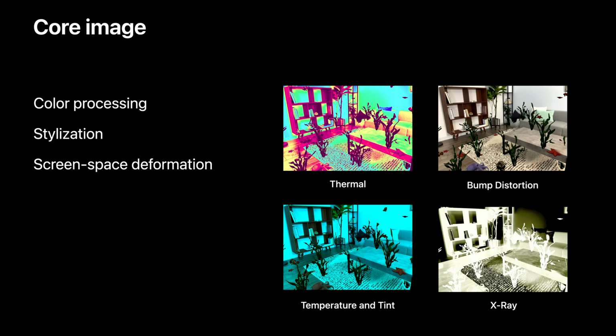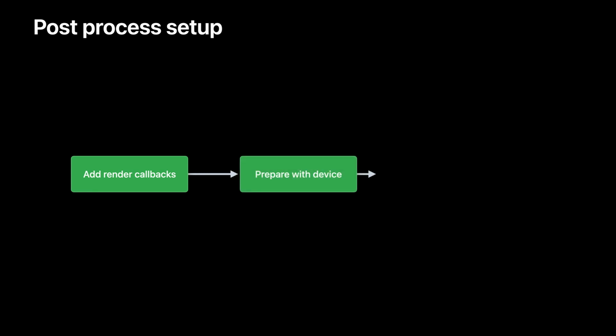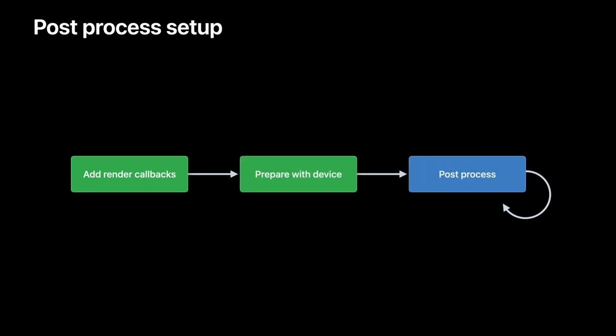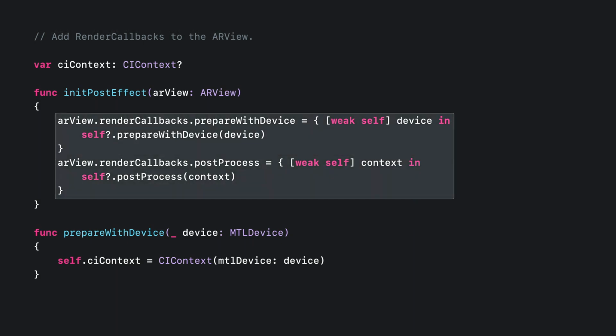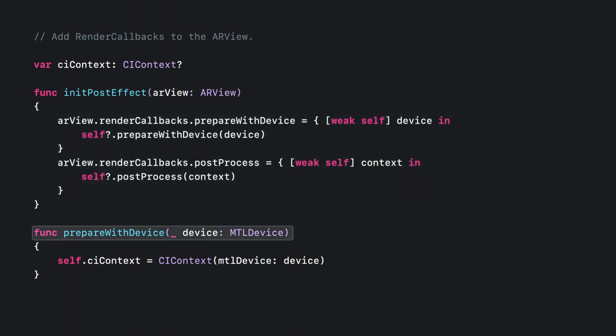Let's see how easy it is to integrate with RealityKit. All of our post effects will follow the same pattern. You set render callbacks, respond to prepare with device, and then post-process will be called every frame. Render callbacks exist on RealityKit's ARView. We want both the prepare with device and post-process callbacks. Prepare with device will be called once with the metal device. This is a good opportunity to create textures, load compute or render pipelines, and check device capabilities. This is where we create our core image context.